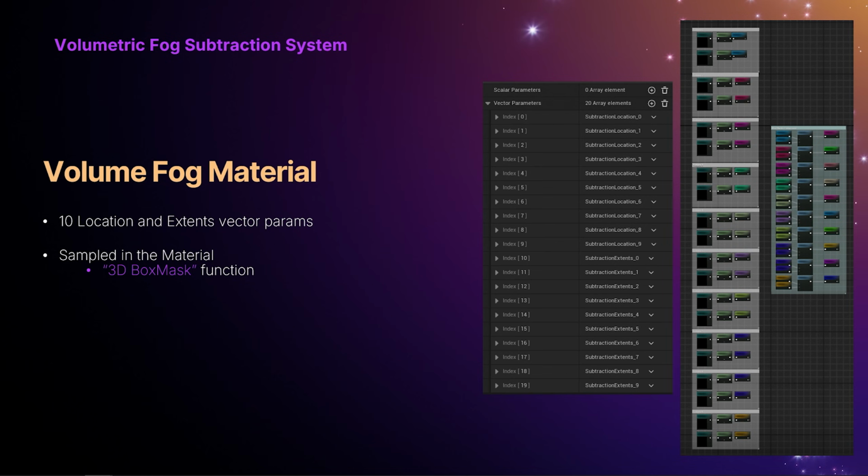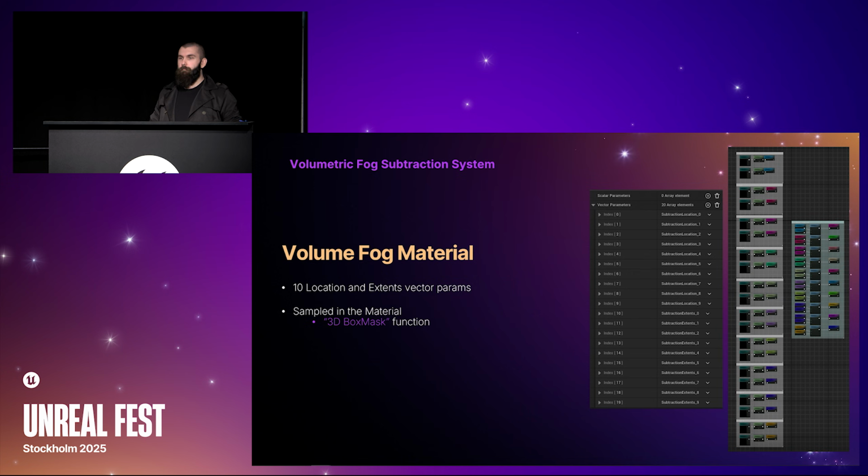Locations and extents are being sampled in there and are used inside a 3D box mask, which is a native Unreal Engine function, which creates a three-dimensional, as I said, box or a rectangle, which you can then use as a density term to subtract. With it, you can subtract the original volumetric fog that you have within.